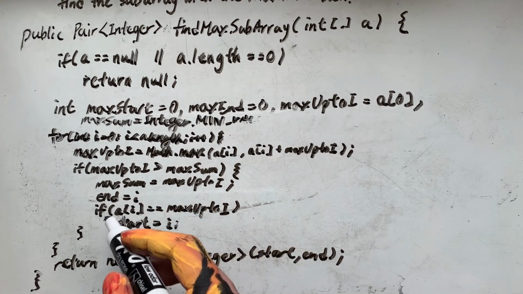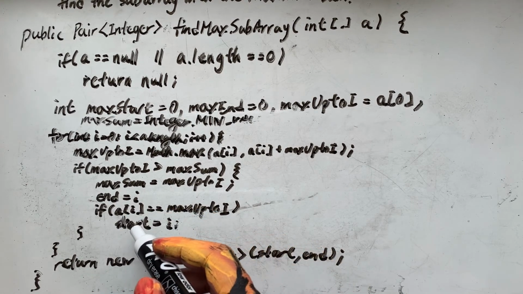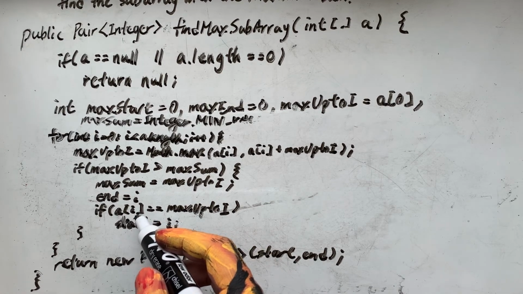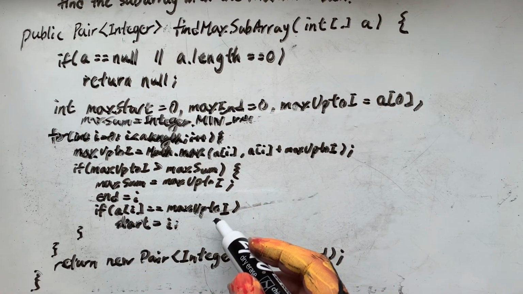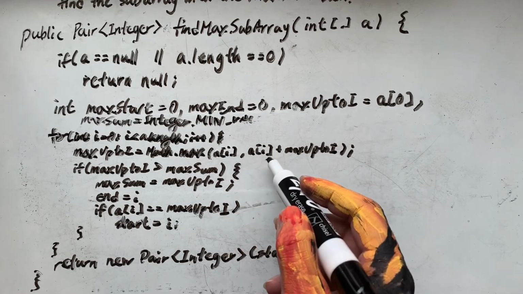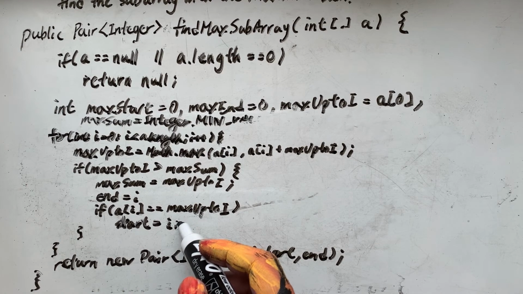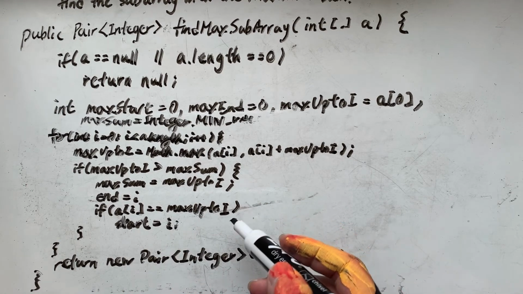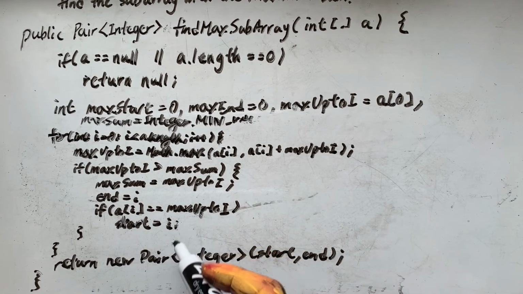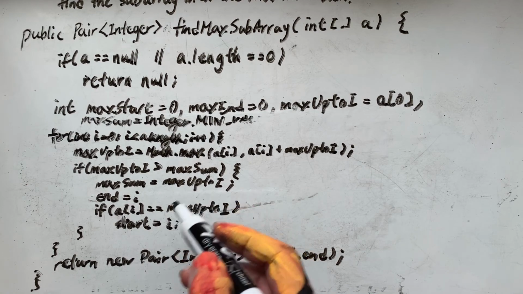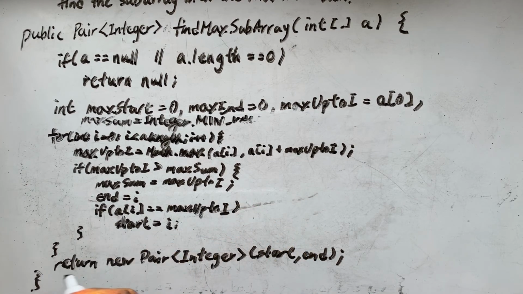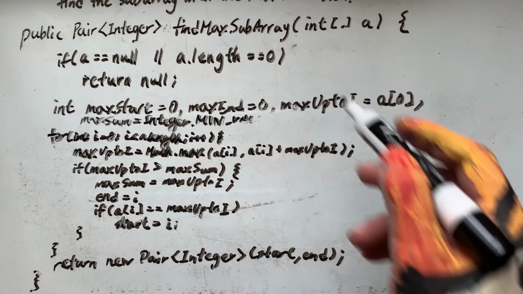And we have one more if statement that states that if a of I is in fact the bigger of a of I and a of I plus max up to I, then we also have to update the start index to be the current element at I, basically. So the index of the current element. And finally, we'll return a new pair of integers with the start and end indices, and that will give us the maximum subarray.